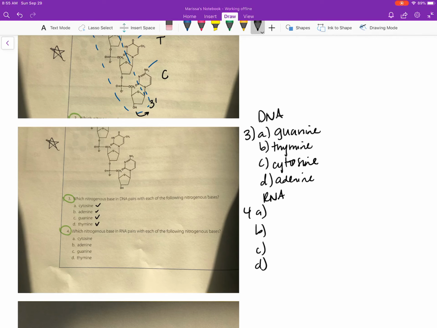Now in RNA, all of it's going to be the exact same, except there is no thymine. So cytosine is still going to pair with guanine. Adenine is going to pair with uracil. Guanine is going to pair with cytosine. But then thymine pairs with adenine. Okay. So knowing that base pairing, the apple tree chewing gum, will help you with this type of question. I think Sapling's going to have you walk through a few of these to make sure that you can pair them up.